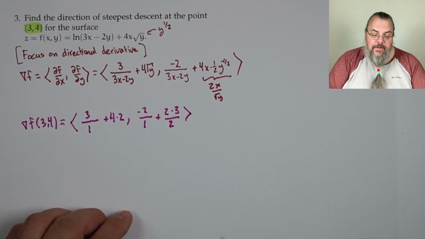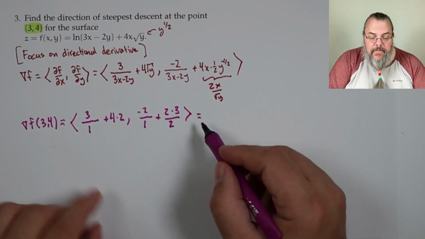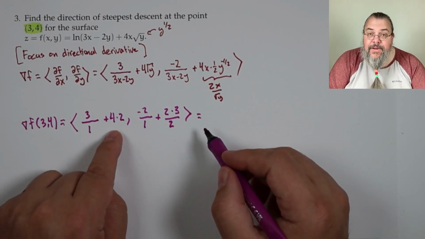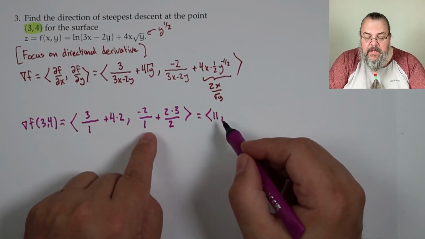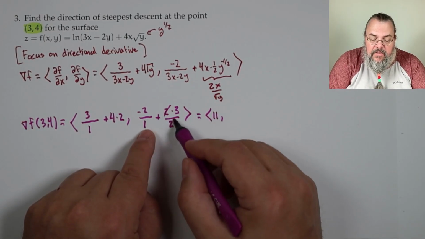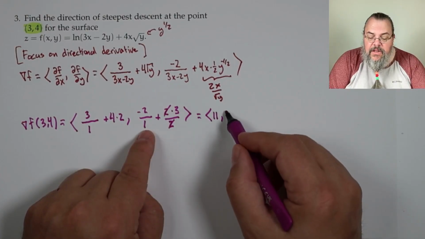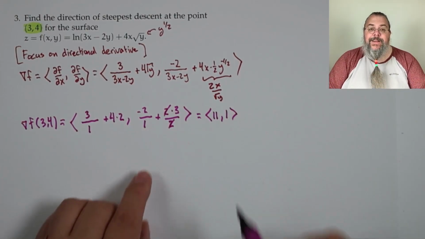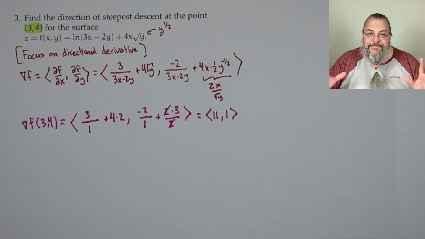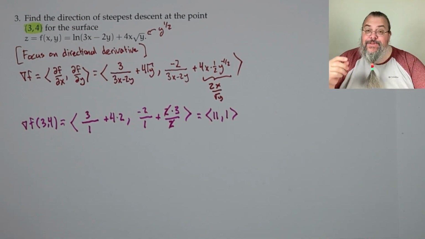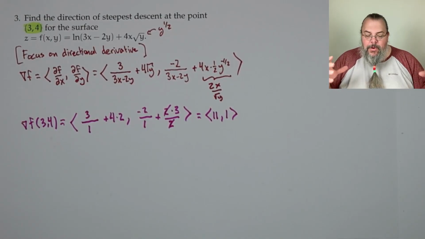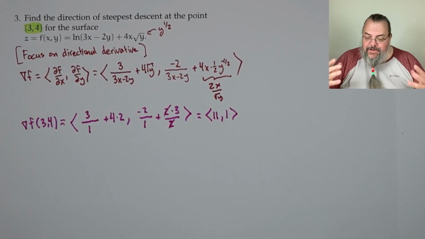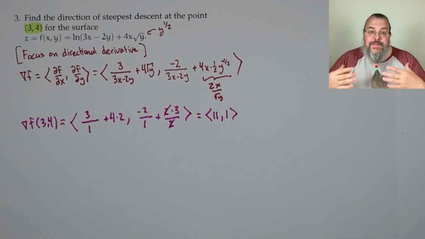All right. Well, we can clean that up. That becomes 3 plus 8. That's 11, comma. And then we have minus 2. The 2's here cancel. Minus 2 plus 3, that's a 1. All right. So, the gradient of f at (3, 4) is (11, 1). Now, what do we need to do? Well, we need to get the direction of steepest descent.